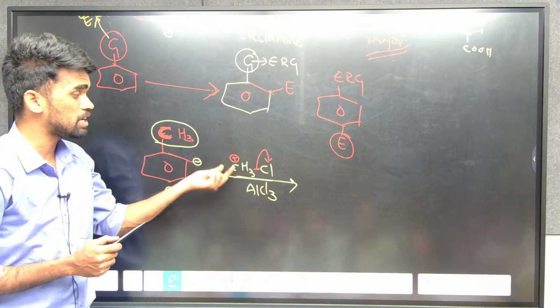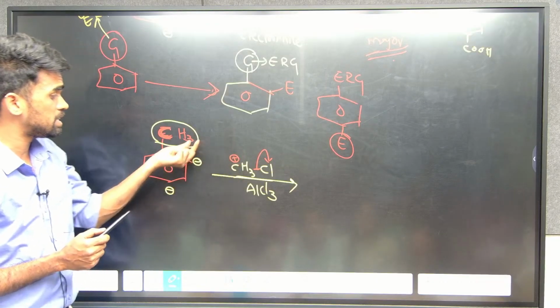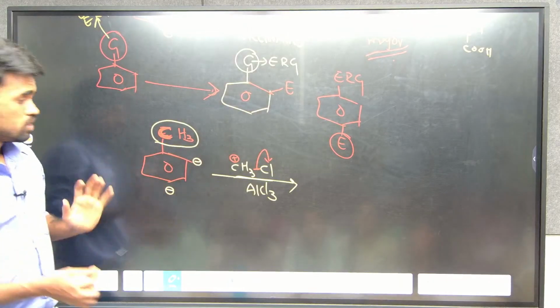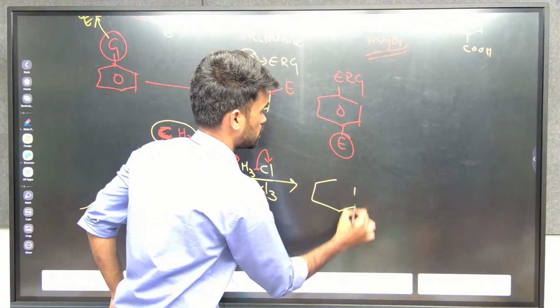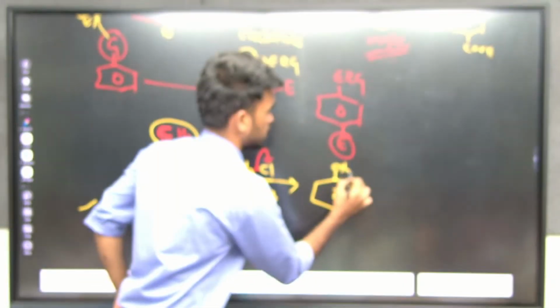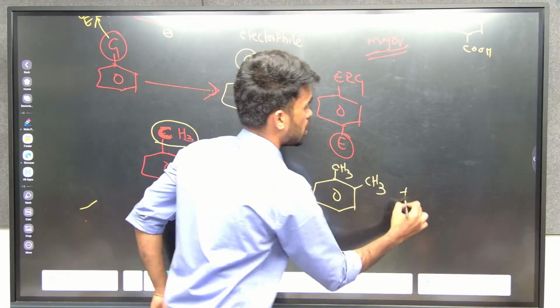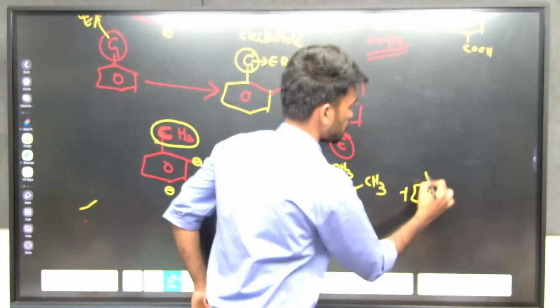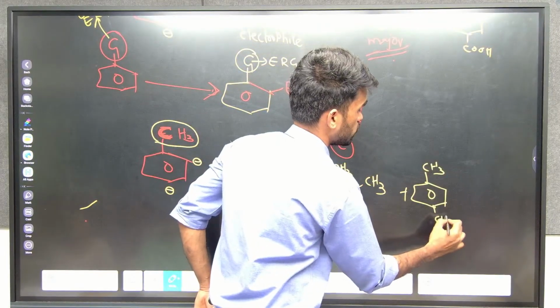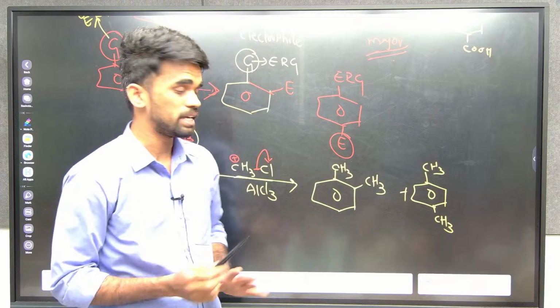So now what will this alkyl group do? It will attack at this electron-dense position. So what are the products you may get? CH3 maybe at the ortho position or maybe at para. That's it. This is how you can directly write the products without writing any mechanism.